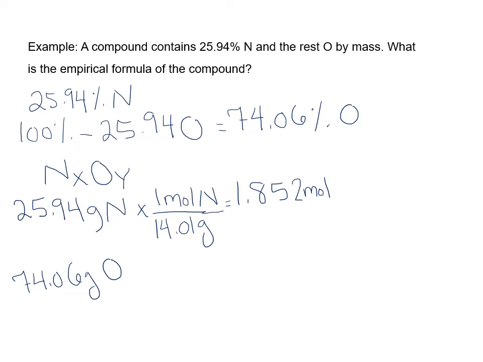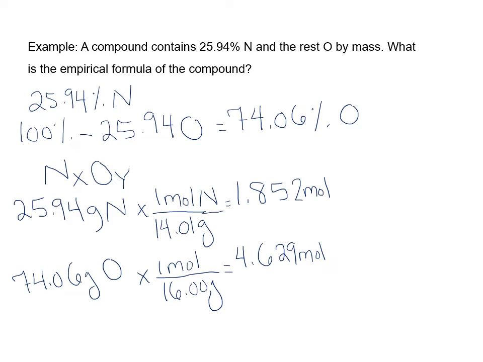I do the same thing for oxygen. I use its molar mass, which is 16.00, and I convert it from grams to moles. So if I take the 74.06 and divide that by the 16.00, the calculator gives me 4.629 moles.